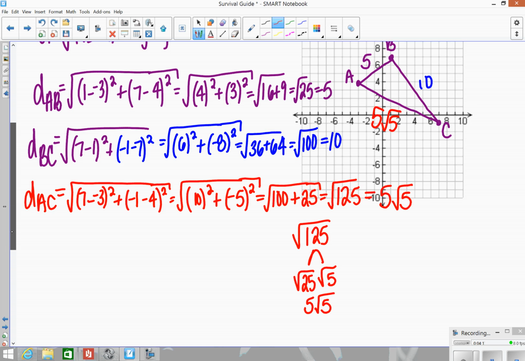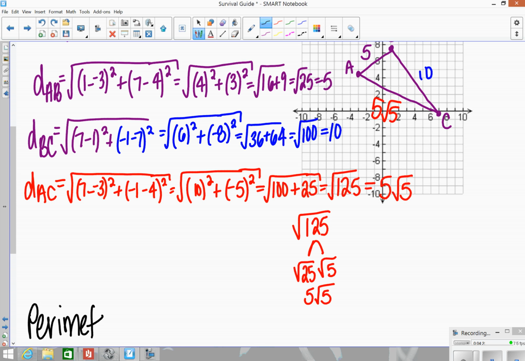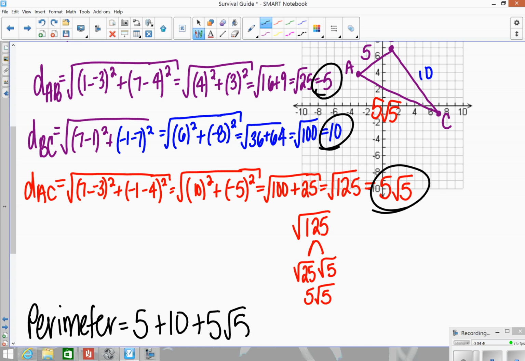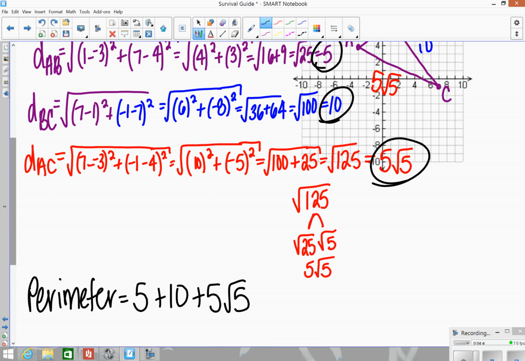So then when you go to do the perimeter, which is the last step, you don't want to forget about that step, that's the most important part, you're going to add your 3 side lengths. So it's going to be 5 plus the 10 plus the 5 radical 5. And radicals are kind of like when you're adding algebraic expressions, you can only combine like terms. So my like terms are going to be the 5 and the 10, so I combine those, I get 15, and then I'm just going to keep that 5 radical 5.